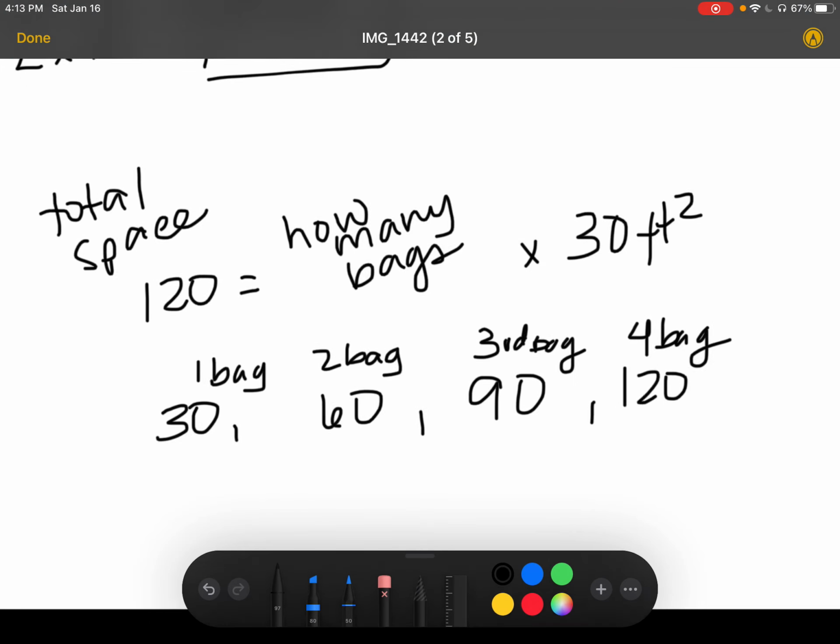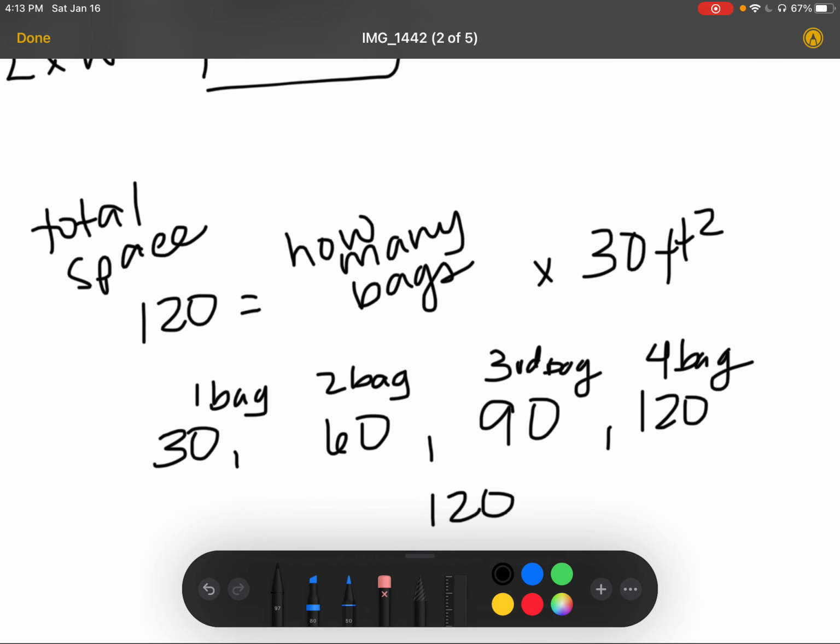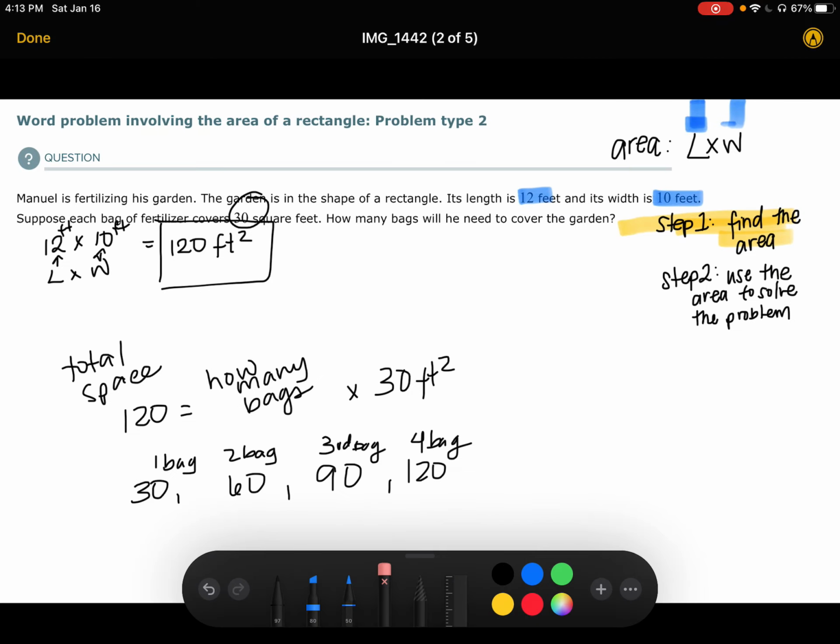Or I can say, well, I have 120 and I know each one is 30, I can divide it by 30, and that's 4 bags. Sorry I put that so close together. But that's another way that you could do it. So you could just count it out, or you could say, well, I know what I need, and do a simple division problem.